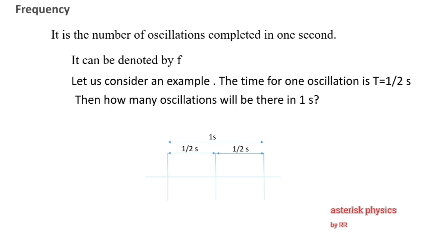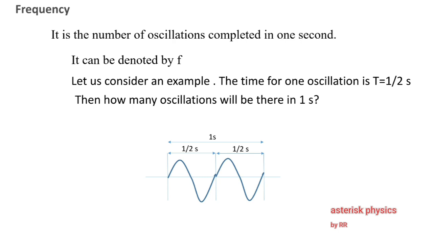Now I have divided that 1 second into two halves, half a second each. In the problem, it is given that one oscillation takes half a second. That means to complete one sine wave, it takes half a second. So in the next half second also, it will produce one oscillation, or one sine wave. So you can see in 1 second there are two oscillations. So the frequency of simple harmonic motion in this case is 2.